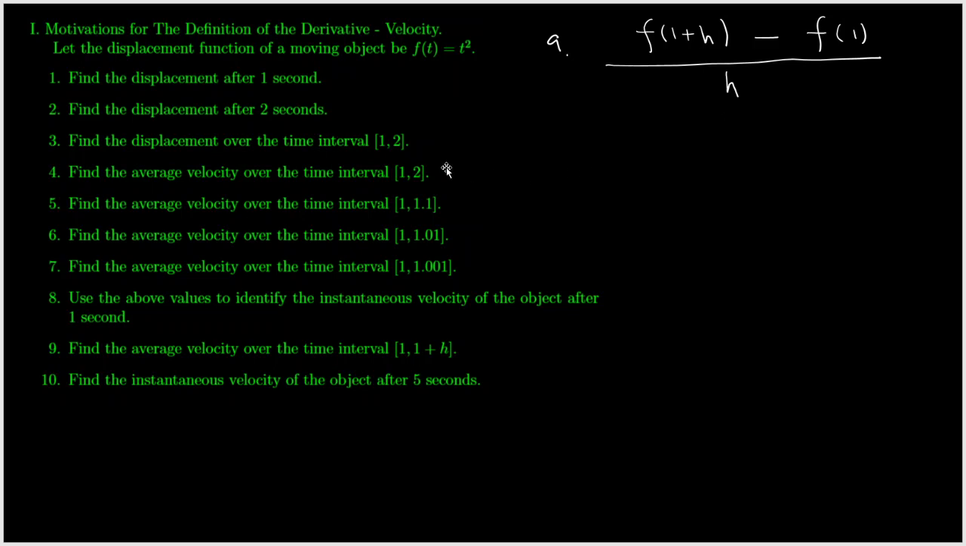Again, do not lose track of the meaning. The displacement function is t squared. It means the displacement, or the distance, after t seconds. And then in the numerator we need the distance traveled over the time interval. The distance traveled after 1 plus h seconds is the value of the function at 1 plus h. The distance traveled after 1 second is the value of the function at 1. And then the distance traveled over the time interval is the difference between these two function values.